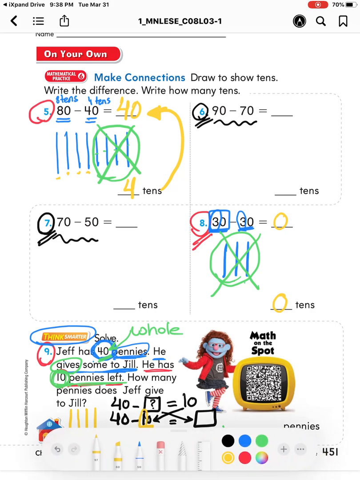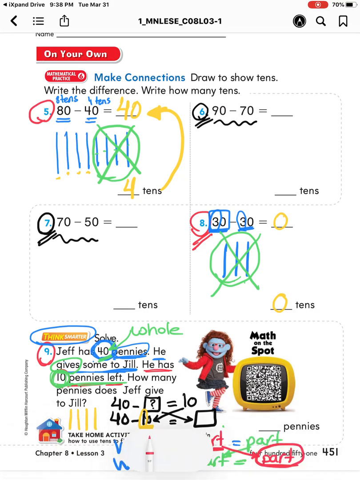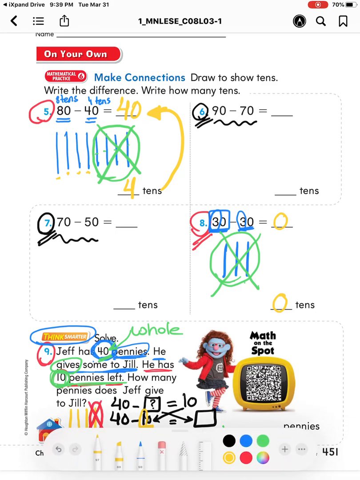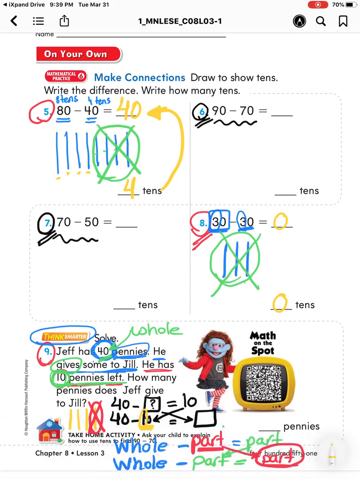Now here we are going to take away how many? Excellent. We are going to take away 1 ten. 1 ten. Okay? So we will circle 1 ten and we cross it. Then we will count how many tens we have. We have 1, 2, 3. So the answer is 3 tens. 3 tens, which means what? Which means 30. So the final answer is 30 pennies.